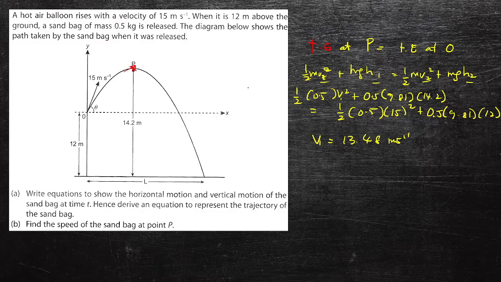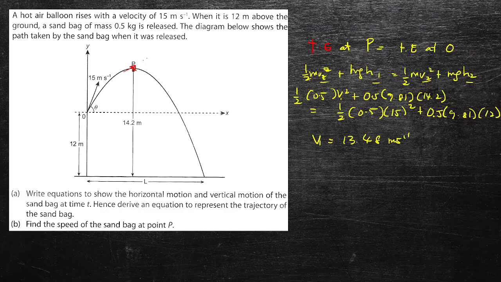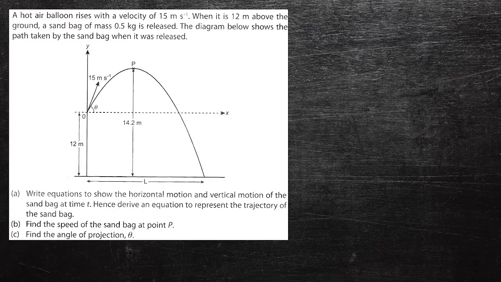So for the C, you may ask why you learned that Vy equals 0 at the point P, so why do we have a number here? It's because we are not talking about Vy, we are talking about Vx. So Vx has a value, Vy doesn't have a value. The V will be 13.48 meters per second.